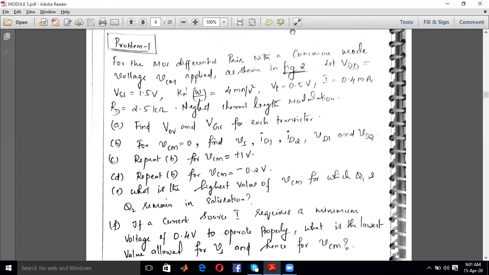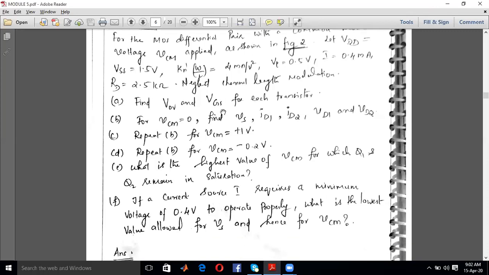What is the common mode range? That is VCM max and VCM min. You will have a maximum value and a minimum value for the common mode input. If the input belongs to this particular limit, then you can ensure that your current will divide equally among the two transistors. Otherwise it will not be the scenario. Here RD is given as 2.5 kilo ohm. Neglect the channel length modulation, and you need to attempt these 6 questions.